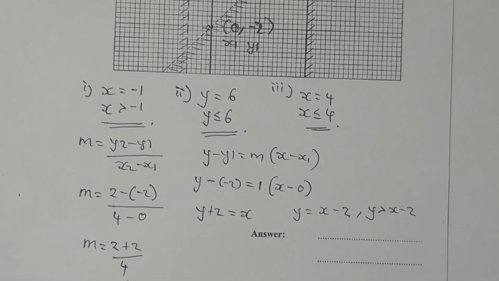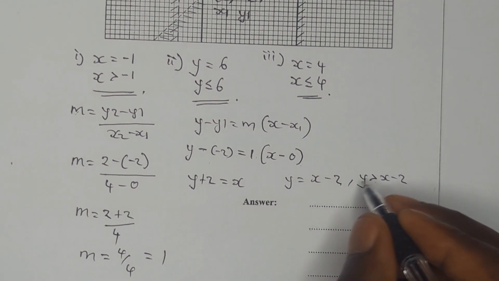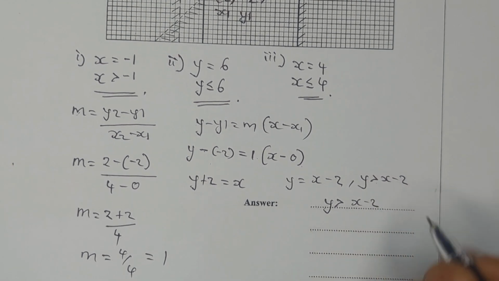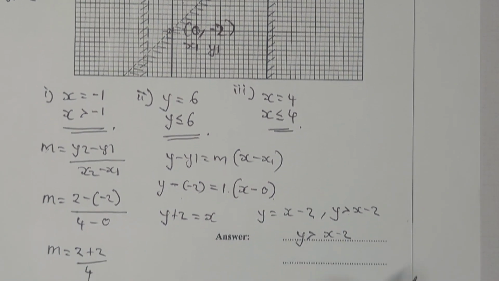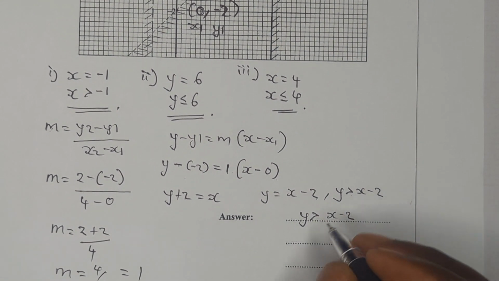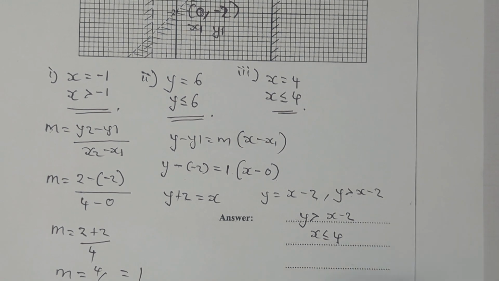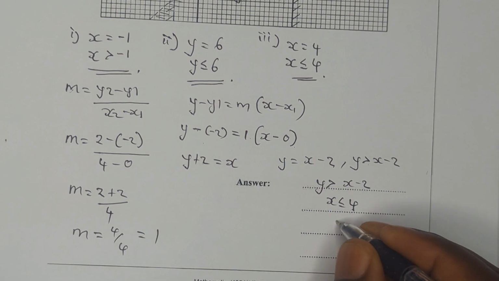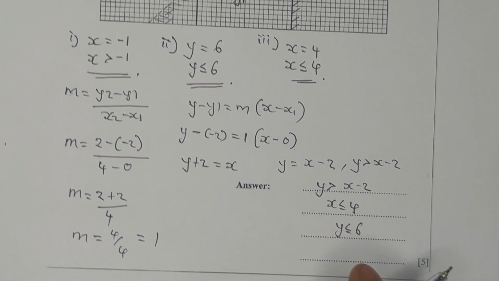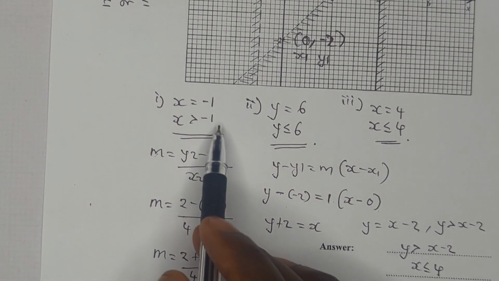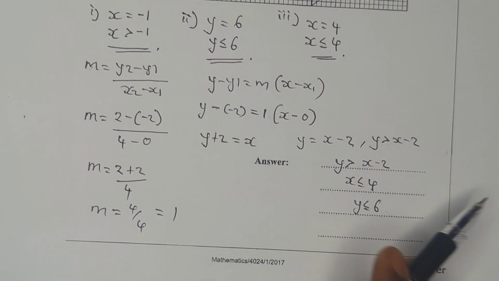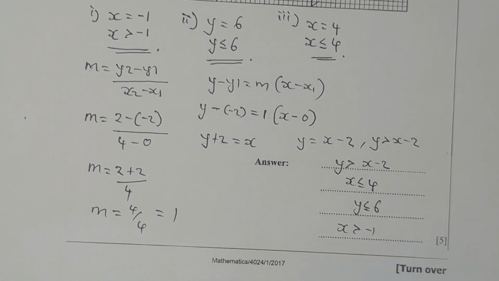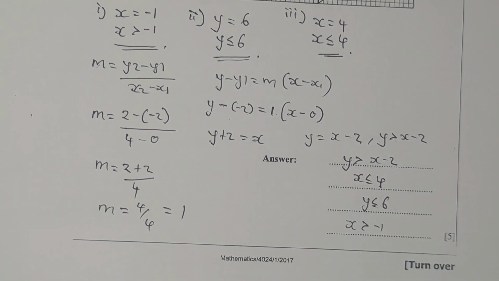So these are the inequalities, therefore we can put them here. The first one is y greater than x minus 2. We also have this one here, x less than or equal to 4. We also have this one here, y less than or equal to 6. We also have this one here, x greater than negative 1. So this is how we handle questions under linear programming.